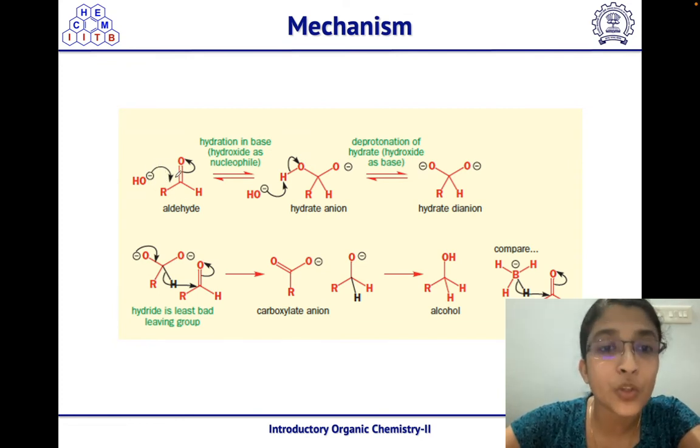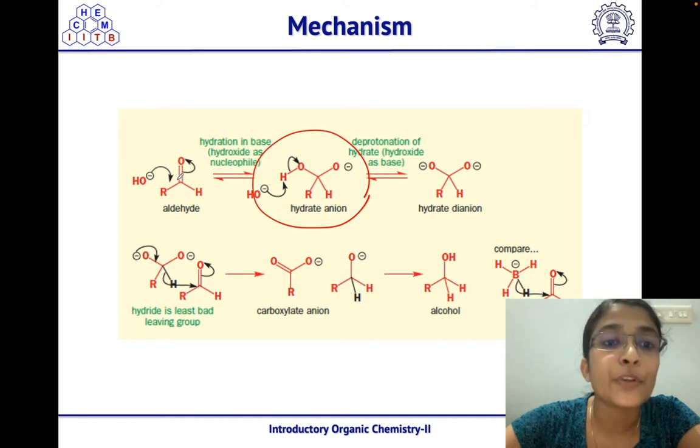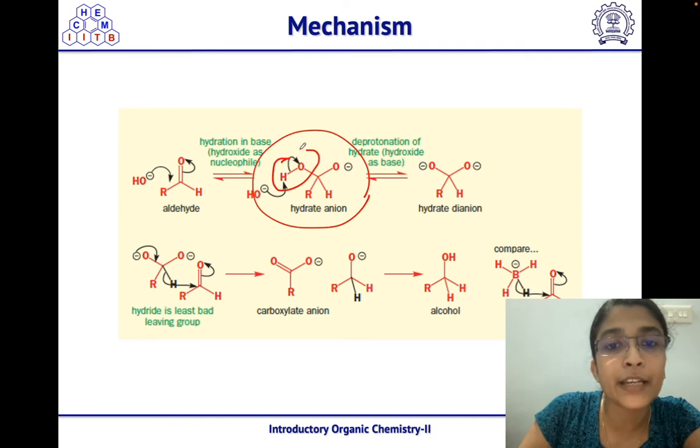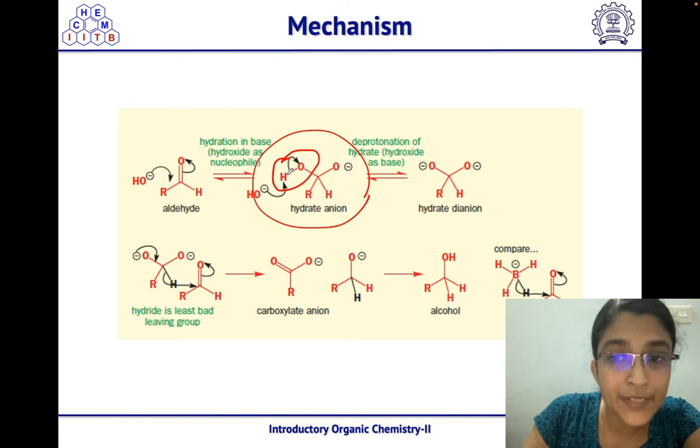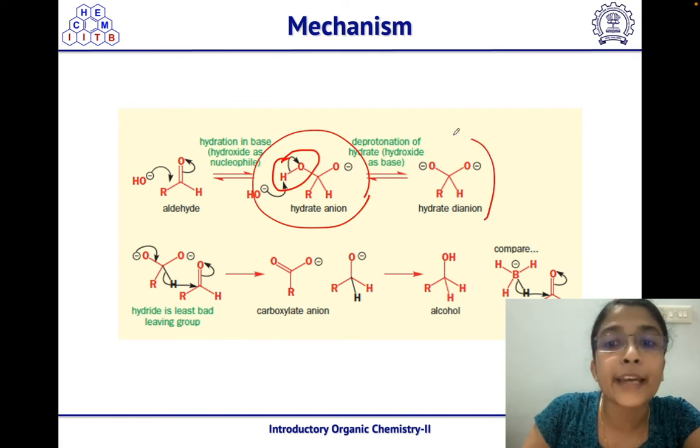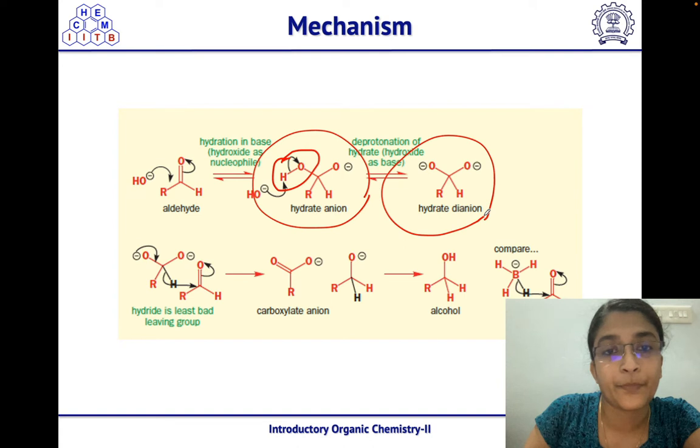So the base will undergo nucleophilic addition and we will get a hydrate anion like this. The base will add to this carbonyl, and then the electron density will be pulled in this fashion, and we will get a hydrate anion like this. Then here we have a hydroxyl group. The base will abstract the proton from that hydroxyl group and we get a hydrate dianion like this. Is this clear? What is happening here?